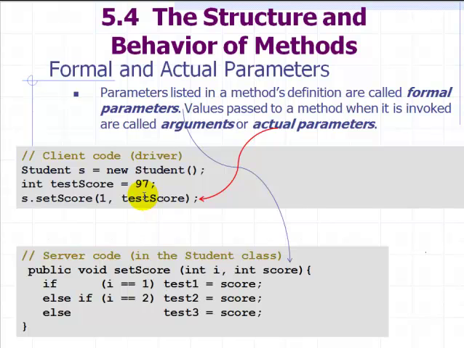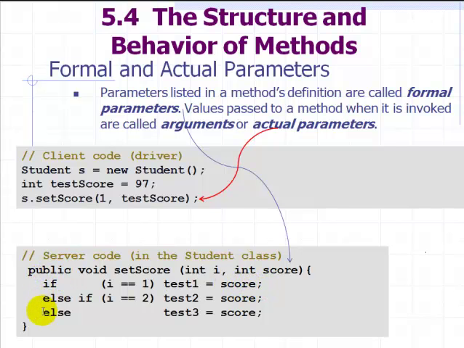Test score is what the variable's name is called in the driver. Test score is the second parameter, and we're calling the set score method. So the set score method's parameter, the second parameter inside the method, is called score. Score and test score represent the same value, and we know already that that's 97. Within this method, it's called score, however.